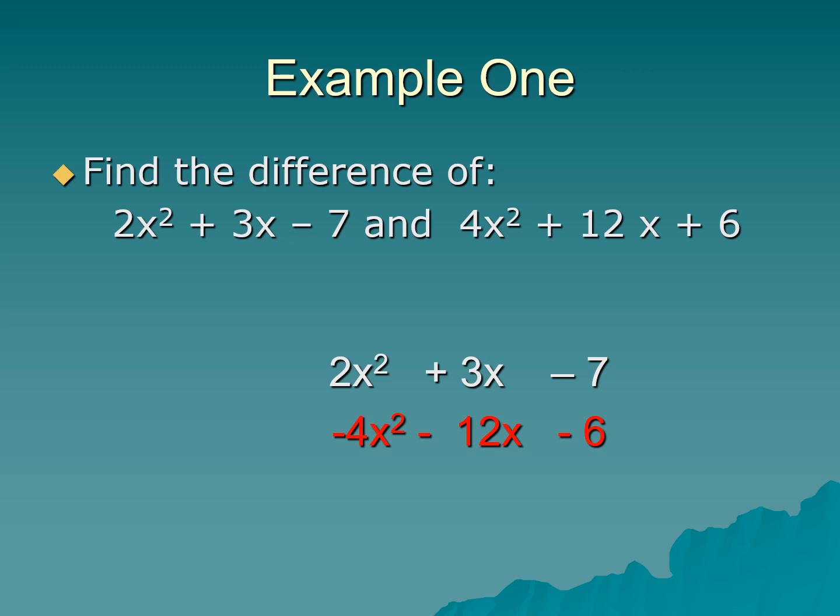Once you do that, you've now made an addition question. So you change subtraction to adding the opposite. The opposite is the same number with a different sign. Once you do that, you just add them together. So 2 minus 4, 3 minus 12, negative 7 minus 6. You get negative 2x squared minus 9x minus 13.